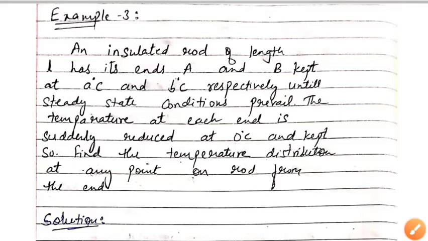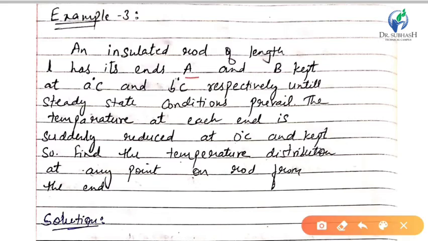So our next example is an insulated rod of length L has its ends A and B kept at A degree Celsius and B degree Celsius respectively until steady state conditions prevail. The temperature at each end is suddenly reduced at 0 degree Celsius and kept so. Find the temperature distribution at any point on the rod from the end.